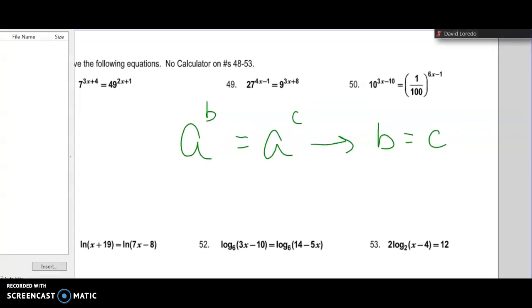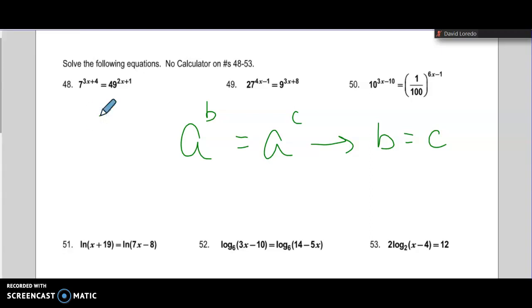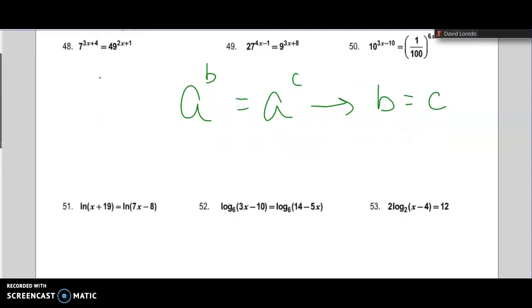All right, so I'll grab that. Just want to scroll down. There we go.